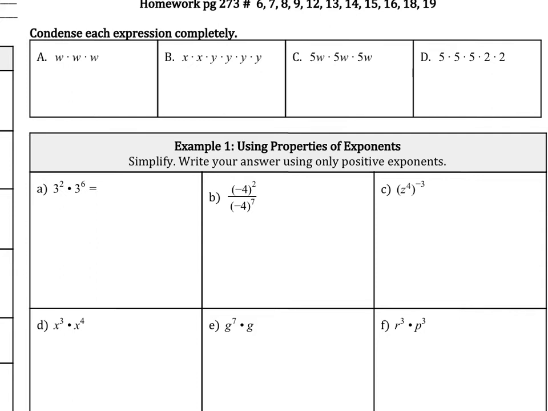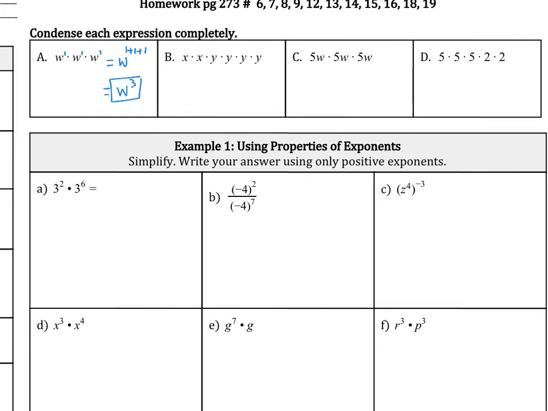Next is condense each expression completely. So you can think about this: if you have w to the power 1, w to the power 1, and w to the power 1, once you condense, if the bases are the same, you're going to add the powers. It's going to be w to the power of 3. Or you can just think about w times w times w is w to the power of 3.